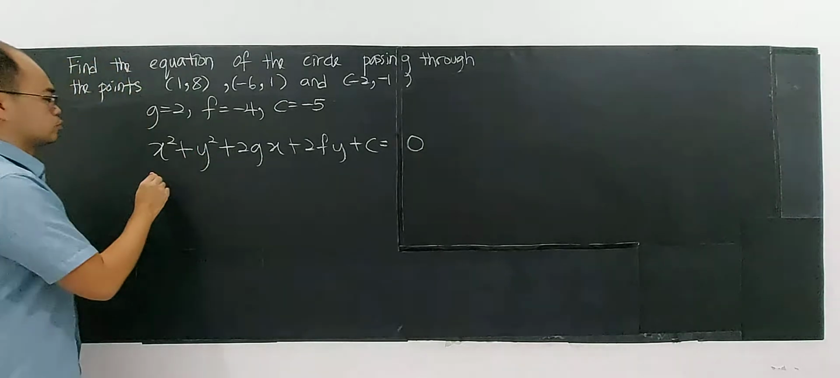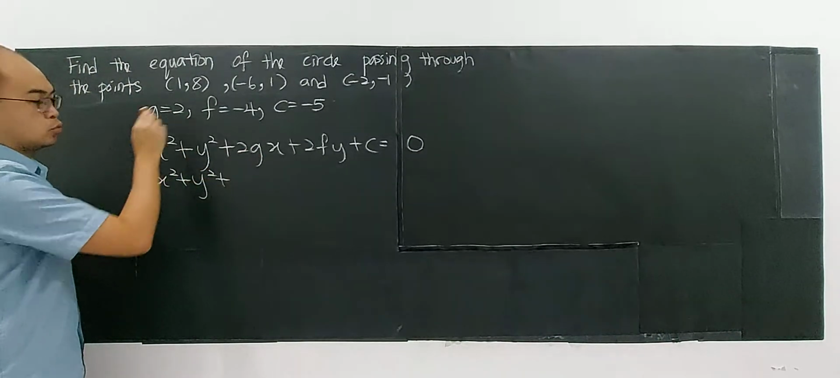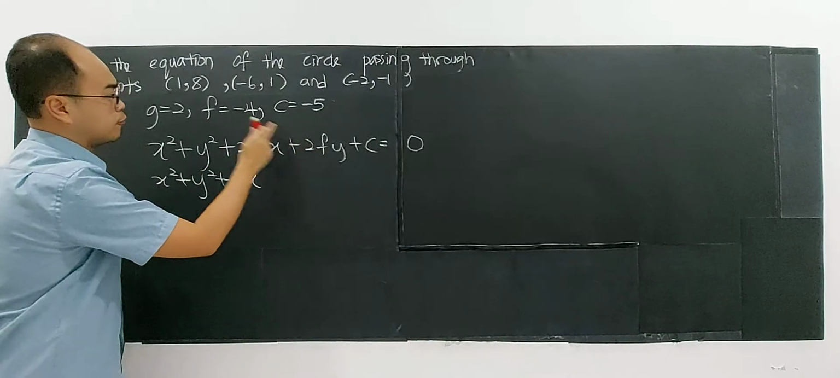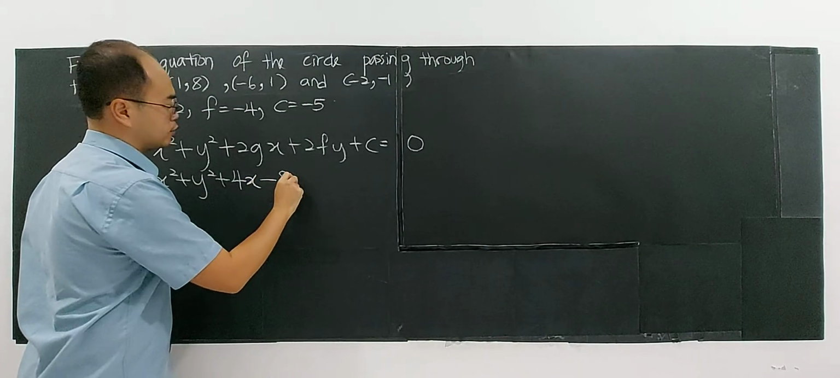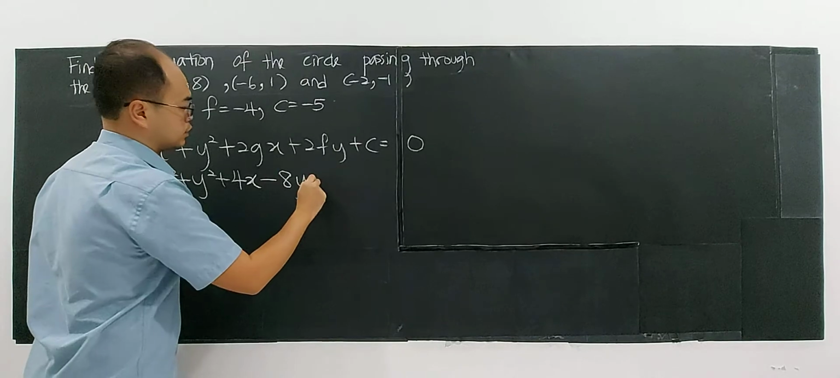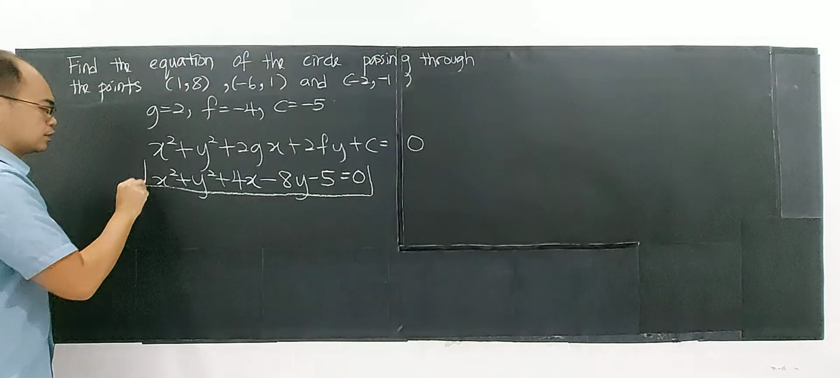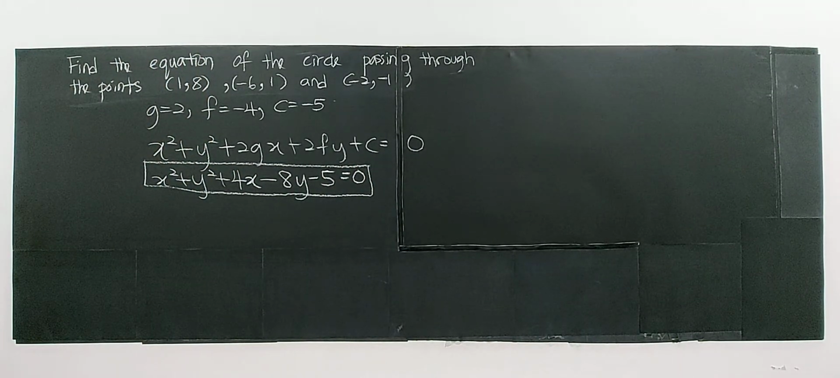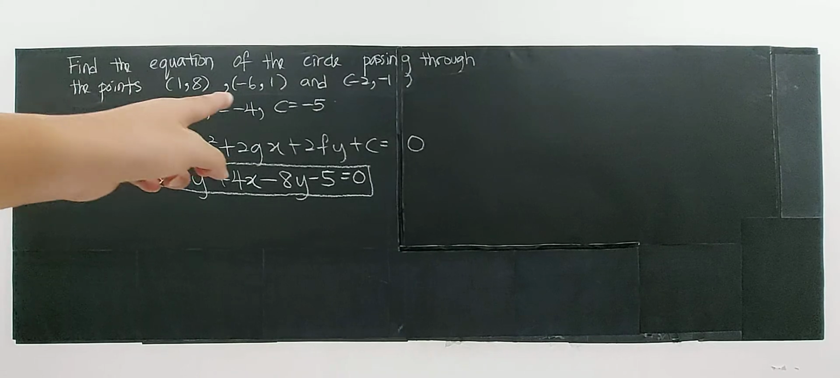So we have known the value of g, which is 2, right? So 2 multiply 2, we have 4x, and f to be negative 4, right? So it will be negative 8. 2 times negative 4, negative 8, plus c, negative 5 equals to 0. And finally, we have the equation of the circle, right? With this equation of the circle, we already know quite a lot of information here, because you can see that we know the values of g, f, and c.